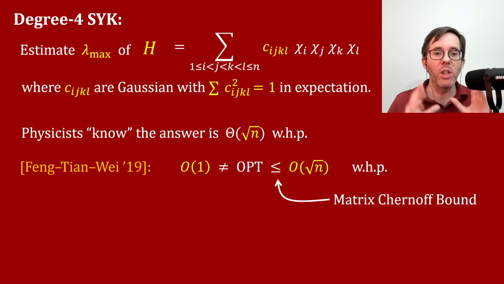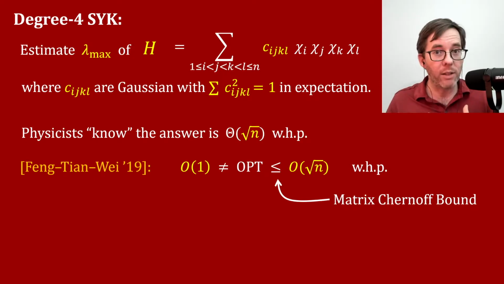However, consider the situation where you do draw them at random, and now you want to certify that this particular H you have indeed has maximum eigenvalue at most square root n. It's not obvious how to do this, and if you studied random polynomial optimization before, you know that these Chernoff type bounds, these kinds of arguments, don't yield any obvious ex post facto certificates.